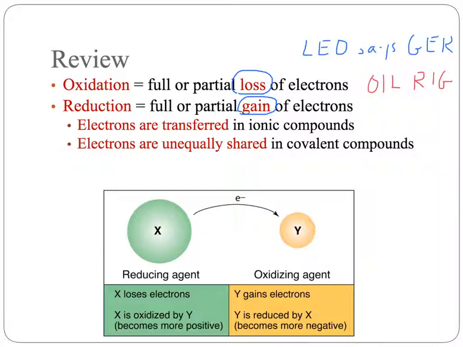In ionic compounds, remember that electrons are transferred, and in covalent compounds, they are unequally shared, but we count that as if it was a transfer. Remember also that the atom that is oxidized, that loses electrons, is also known as the reducing agent. It is the atom that makes it possible for the other one to become reduced as it is oxidized. And the atom that gains electrons is then the oxidizing agent. It's the one that allows the other atom to lose its electrons.